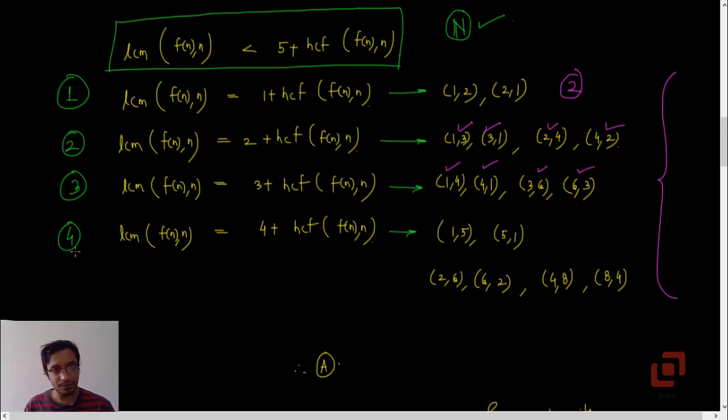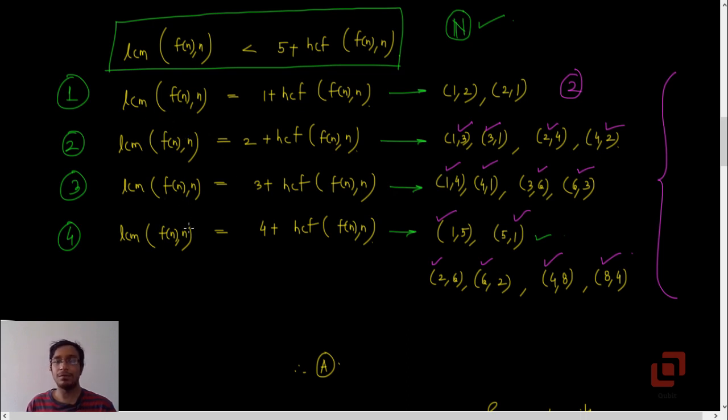Let's consider the fourth possibility now, that LCM is 4 plus HCF. Here how many pairs will be there? Start with the least possible natural number 1, so 1 5 and 5 1, then 2 6 and 6 2. Unfortunately there is no such pair with 3, so we have to go to 4 now: 4 8 and 8 4. After this, when you start talking about 5, there is no other pair possible which satisfies any one of these four possibilities.